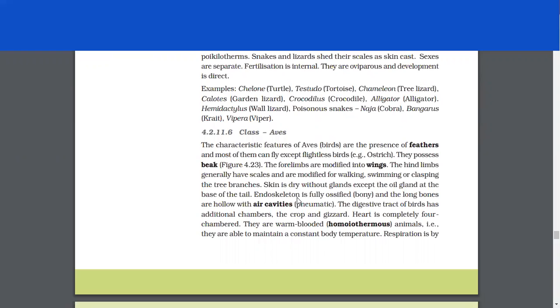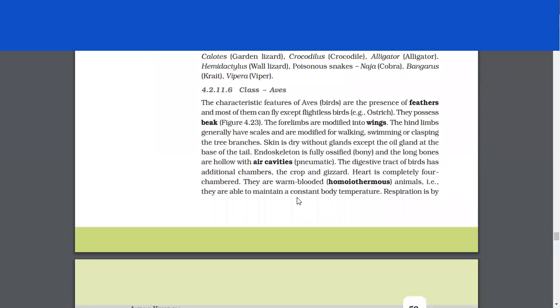Class Aves. The characteristic features of Aves are the presence of feathers, and most of them can fly except flightless birds, for example, ostrich. They possess a beak, the forelimbs are modified into wings, the hind limbs generally have scales and are modified for walking, swimming, or clasping the tree branches. Skin is dry without glands except the oil gland at the base of the tail. Endoskeleton is fully ossified and the long bones are hollow with air cavities.